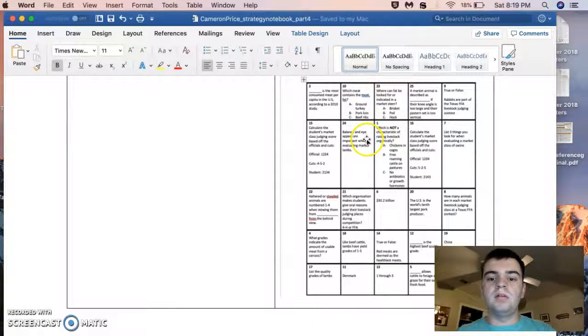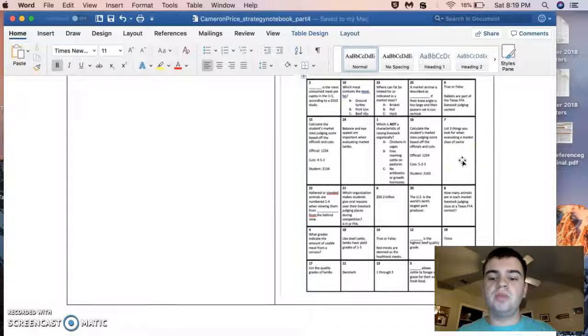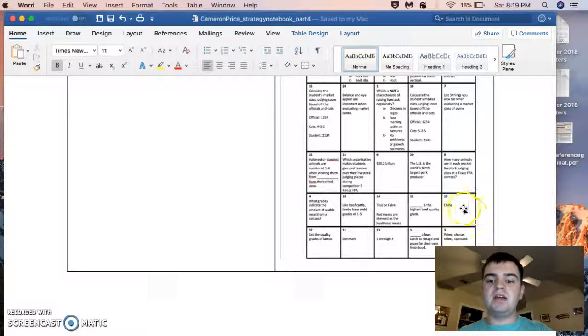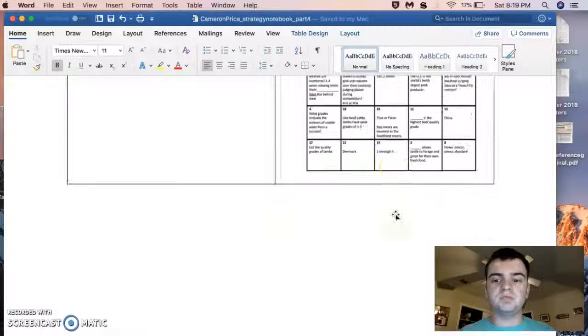So here's a question right here. List 3 things you look for evaluating market class of swine. Number 7 will be in the answer key below that I'll show. Or here's the other side of it. The answer is China, and then whatever the question was, the student will provide the question in this case instead of the answer for number 19.